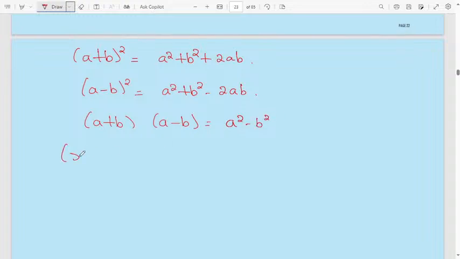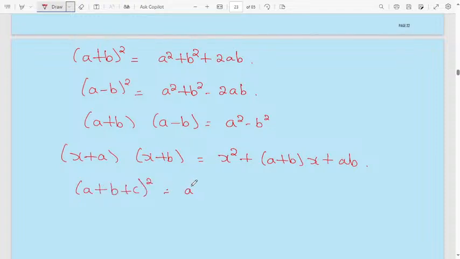Then x plus A, this is important, x plus A times x plus B, if you are getting like this, then x square plus A plus B into x plus AB. Then next, A plus B plus C whole square is A square plus B square plus C square plus 2AB plus 2BC plus 2CA. Remember the formulas.